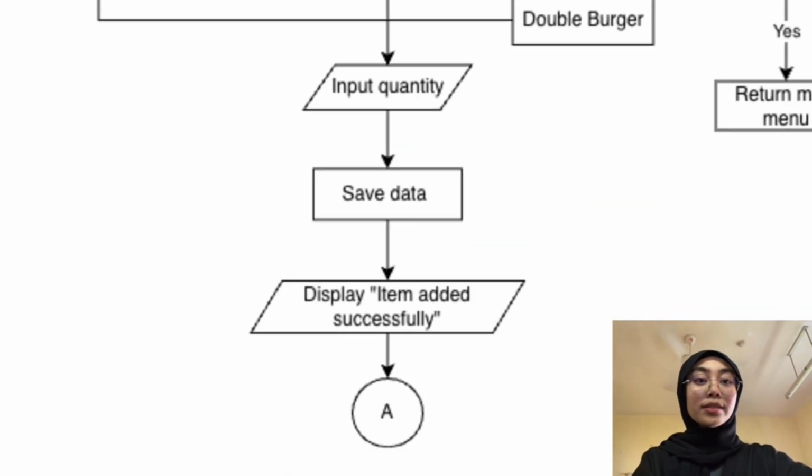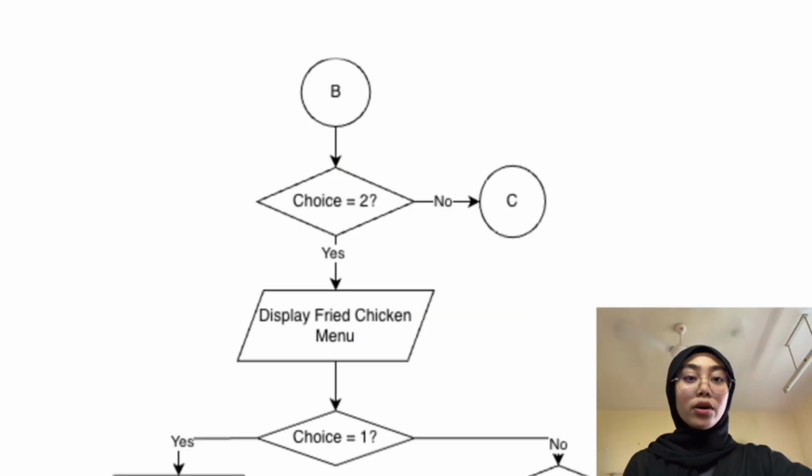After choosing, the customer needs to enter the quantity. The system saves the order and displays "item added successfully." Then the flow returns to the main menu through connector A, allowing the customer to continue ordering. If option 2 is selected, the flow continues through connector B to the fried chicken menu.